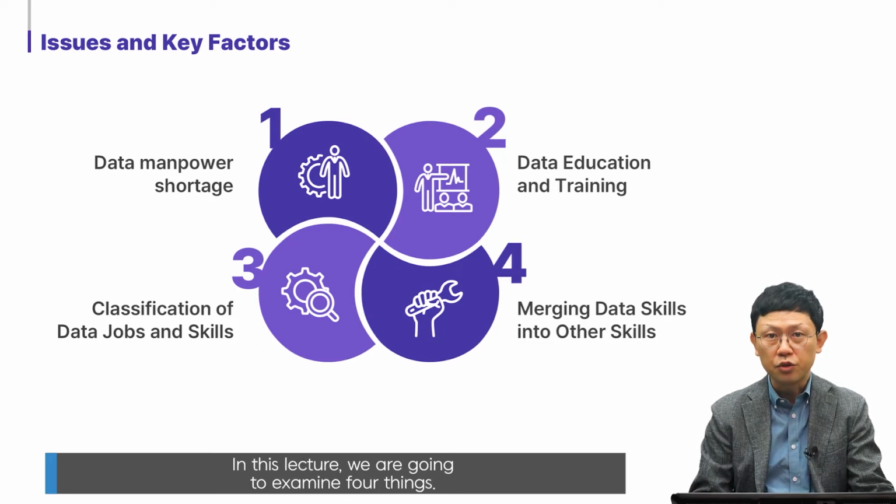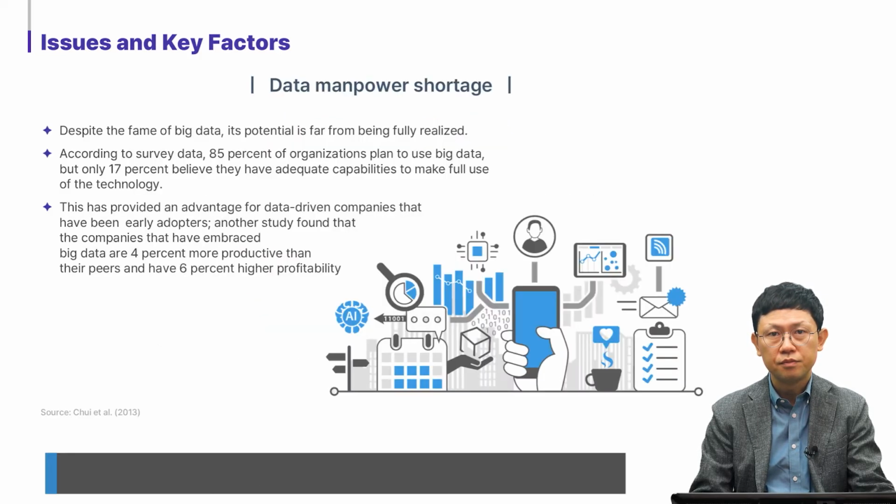In this lecture, we are going to examine 4 things: data manpower shortages, data education and training, classification of data jobs and skills, and merging data skills into other skills. First, let's address the problem of data manpower shortage. In this field, the biggest problem is the lack of manpower to support the data-based government and data economy.